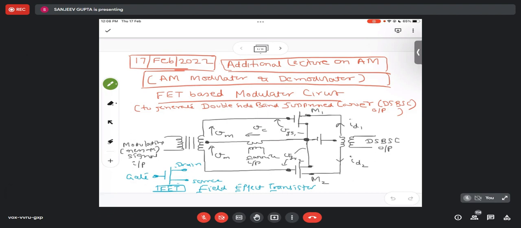Basically, our first aim is to generate my single sideband signal, or let's start with a double sideband suppressed carrier. For that, this is the circuit. Here we apply a modulating signal input through a transformer. And then if you see here, we apply a carrier input also.